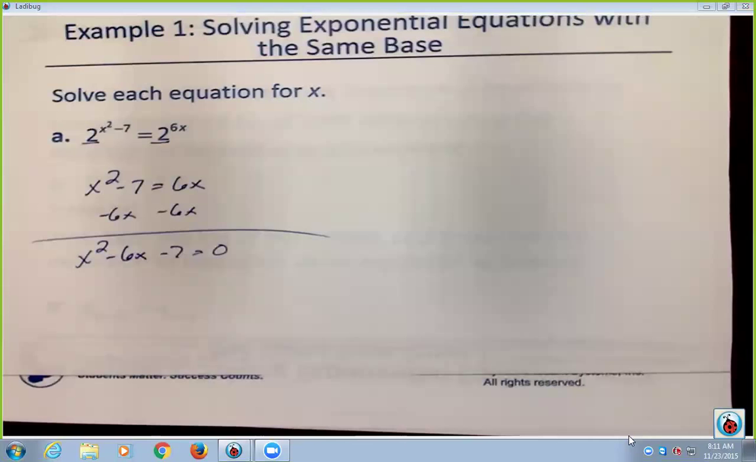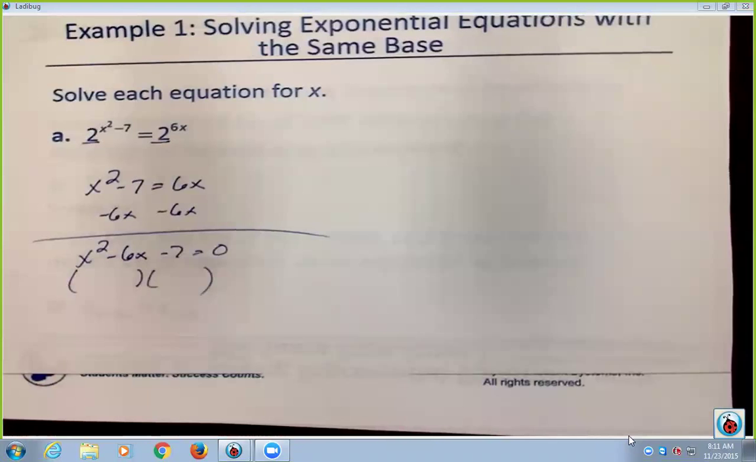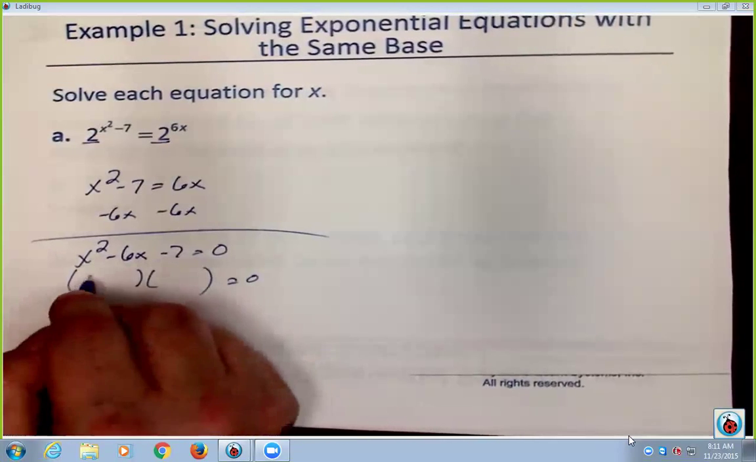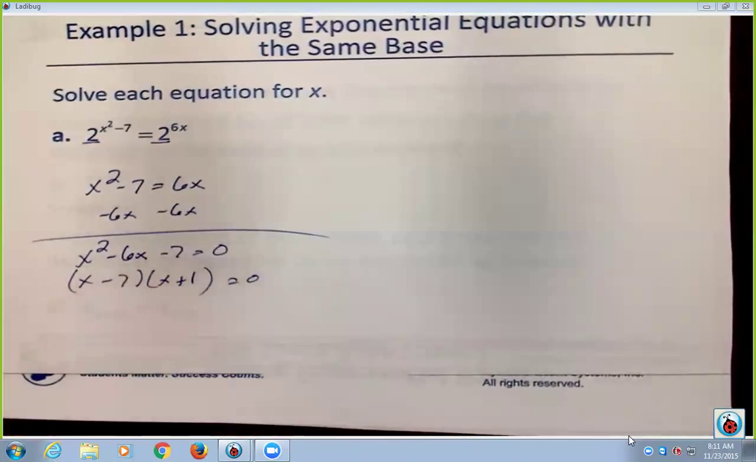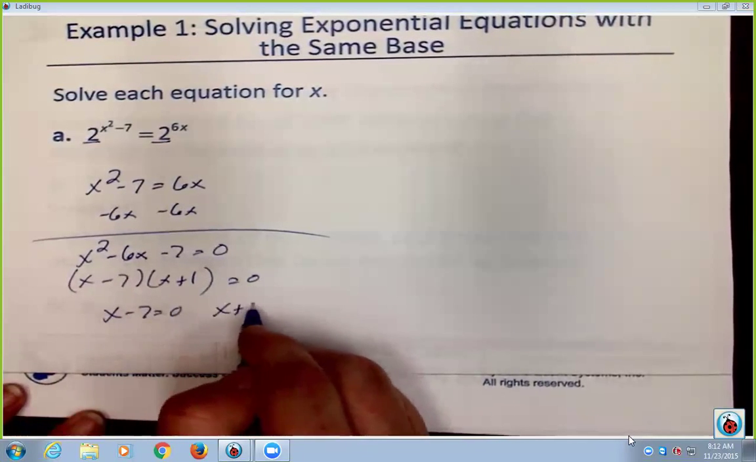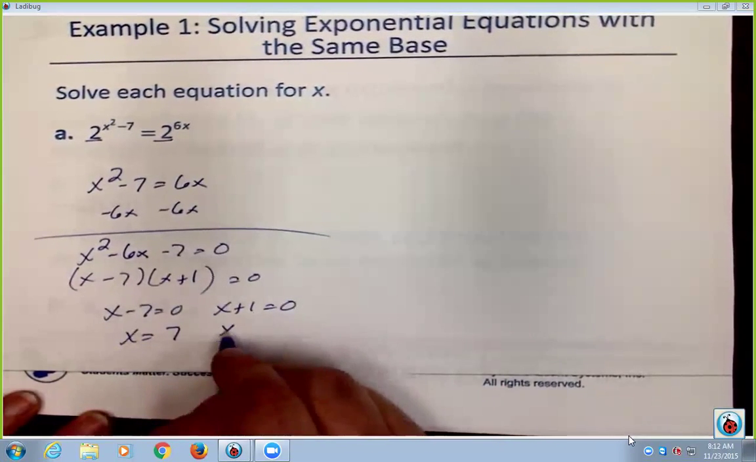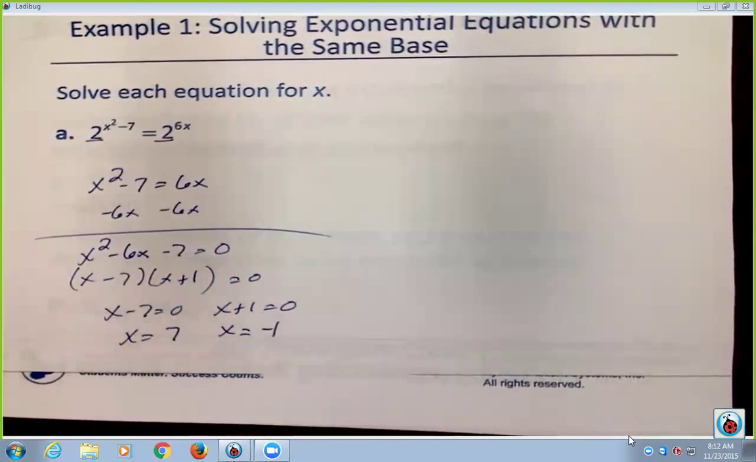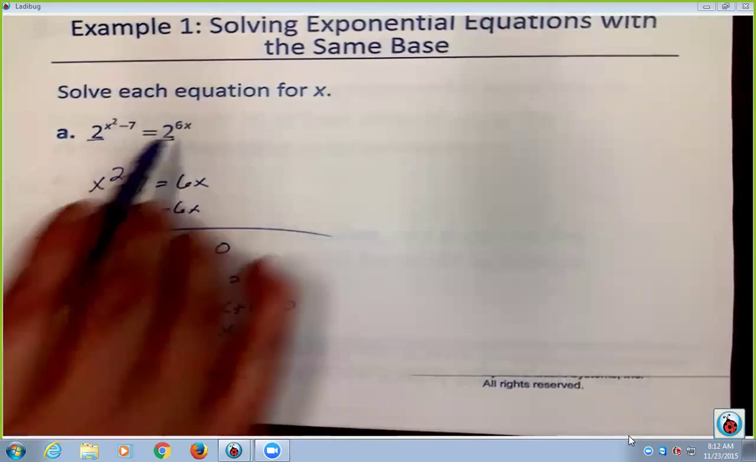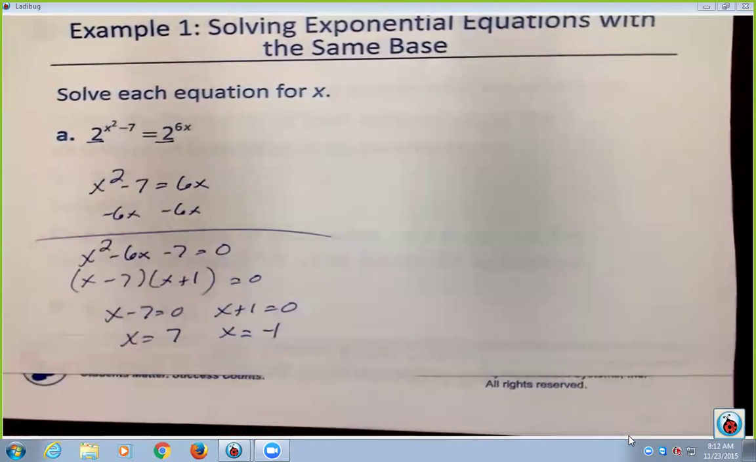So again, we're going back to taking a look at some of the stuff we've done in here. So we factored stuff in chapter 7. So what does this factor to? What would we get? Negative 7 and a plus 1. Perfect. And so then I set each equal to 0. And I find that x could be 7 or x could be a negative 1. And in both cases, if I plug those back in here, they're going to make my problem work out correctly.